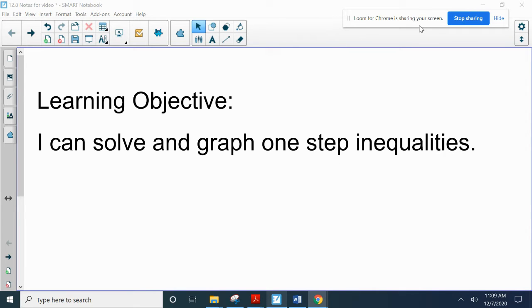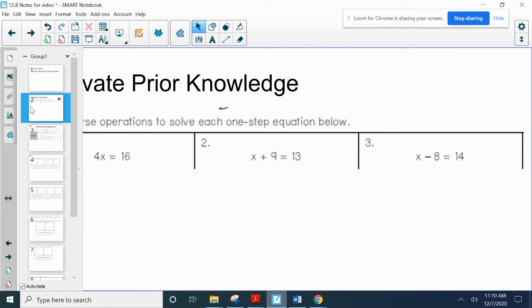All right, so today our objective is that we are going to solve and graph one-step inequalities. Before I jump to that, if you haven't already, go ahead and make sure you print your guided notes. If you cannot, that's also okay. Just make sure you have some paper and a pencil to take notes as we go.